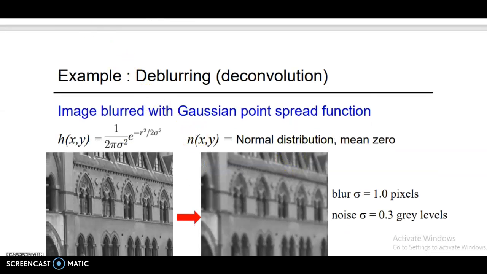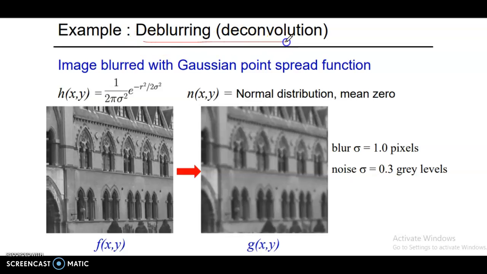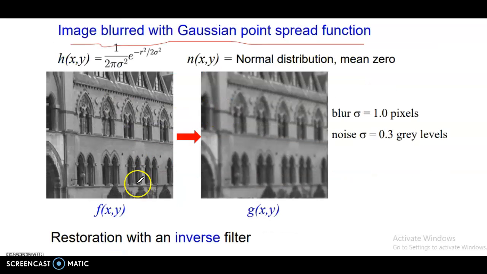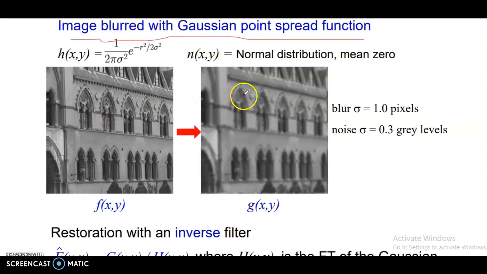Example: deblurring. Example of deblurring, deconvolution. Image blurred with a Gaussian point spread function, h of xy equals 1 by 2 pi sigma square e power minus r square divided by 2 sigma square. That is f of xy, and n of xy is a normal distribution with mean 0. Here is g of xy. Blur sigma equals 1.0 pixels. Noise sigma equals 0.3 gray levels.